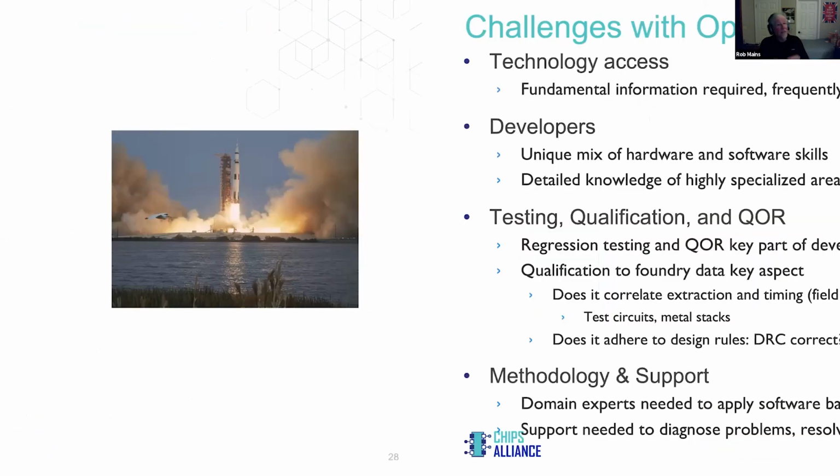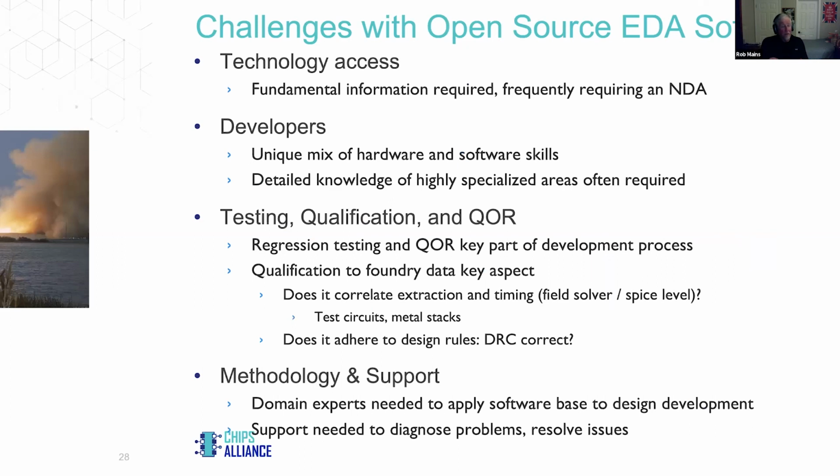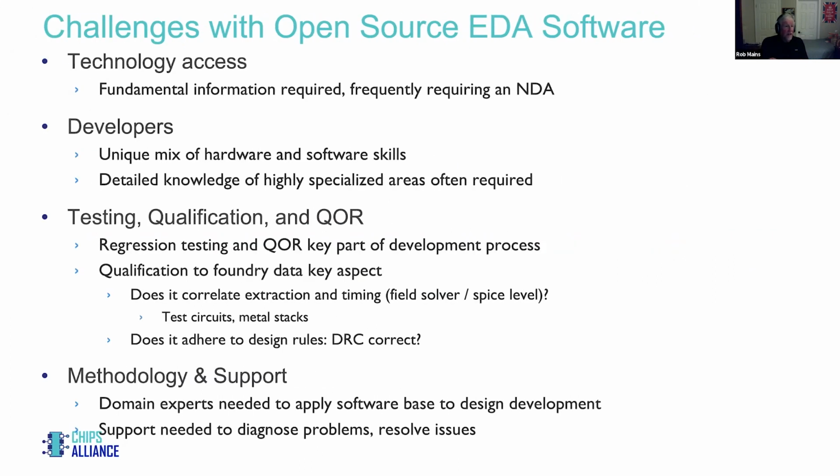So just some challenges with open source EDA software. Of course, first off, is technology access, right? Fundamental information is required, and that frequently requires an NDA. I will say that the major foundries, though, are getting much better about providing this. The OpenROAD folks, as an example, do have agreements with some of the leading foundries to have access to their process design kits, which does enable them to update their algorithms for that. So that's definitely an improvement.